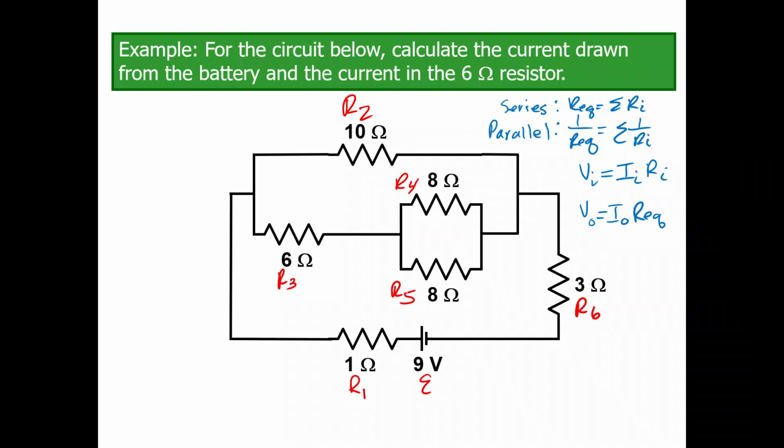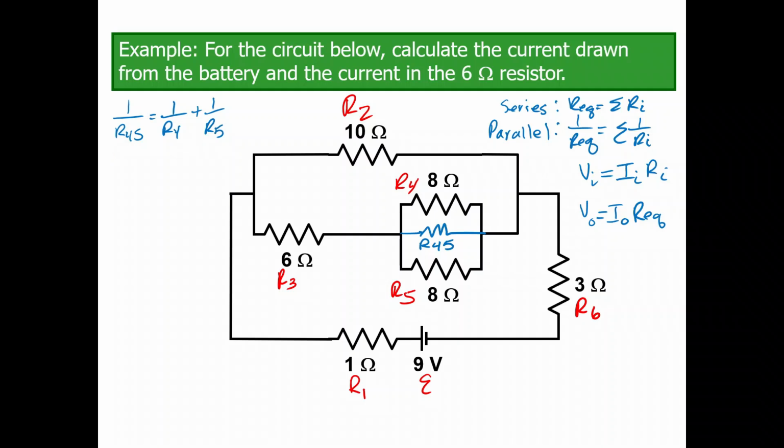So as I mentioned, we're going to start with these two 8 ohm resistors that are in parallel. So I'm going to try and find R45, which is their equivalent resistance. Now, because they're in parallel, I know that the reciprocals will add. So 1 over R45 has to equal 1 over R4 plus 1 over R5.